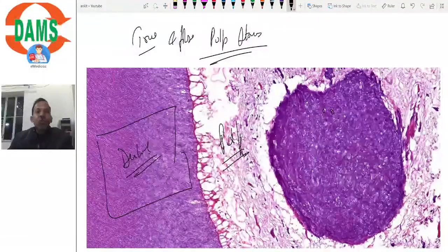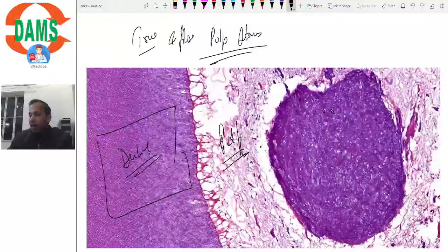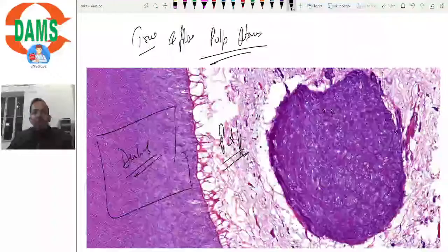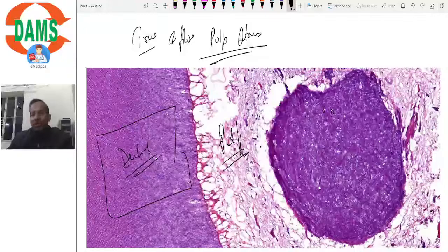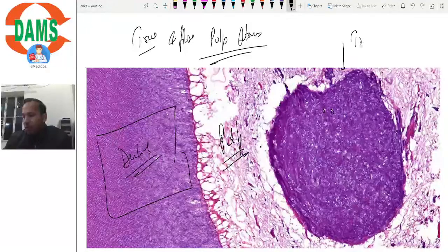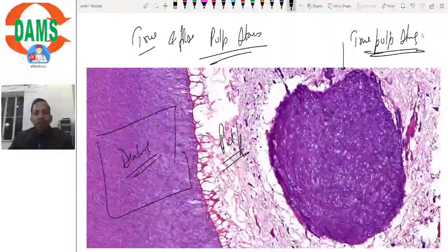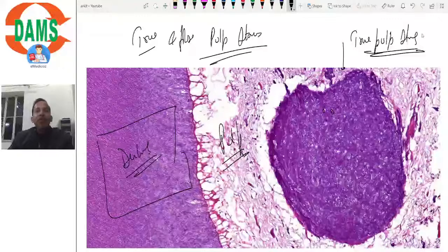Soft tissue associated with dentin has to be pulp. Within the pulp, again we have a hard tissue. So what is it? It is nothing but the pulp stone, and this pulp stone has a tubular structure. So this is a true pulp stone, because it has a tubular structure. So definitely it has been deposited by odontoblasts.